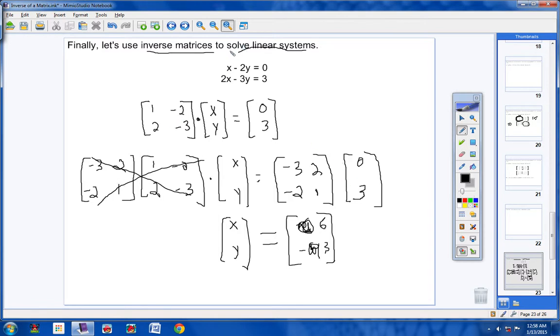Remember, anytime I ask you to do what? Solve linear systems by using what method? Inverse matrices. You are more than welcome to use a graphing calculator to find the inverse matrices, okay? That is totally fine to do.